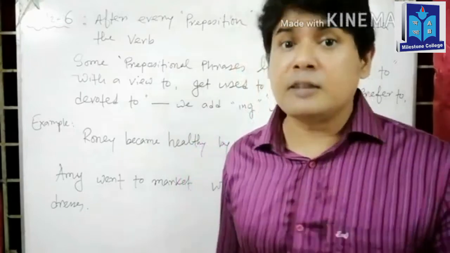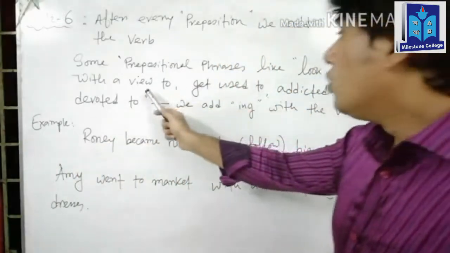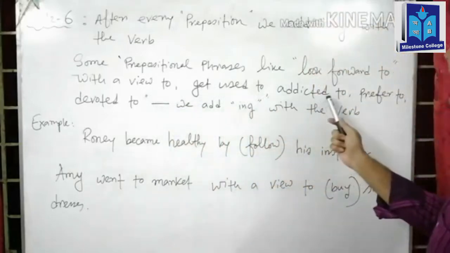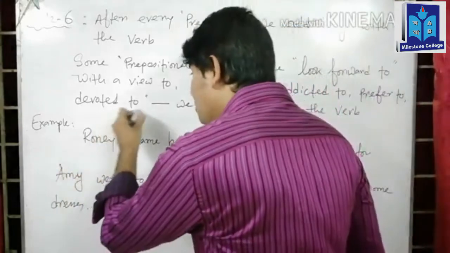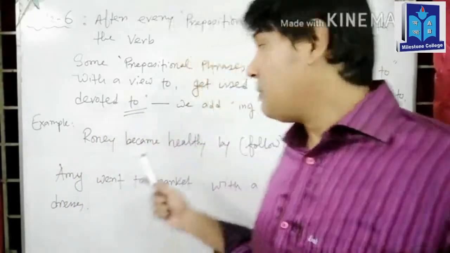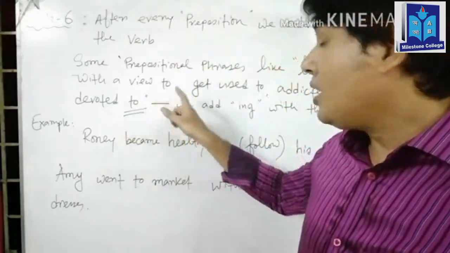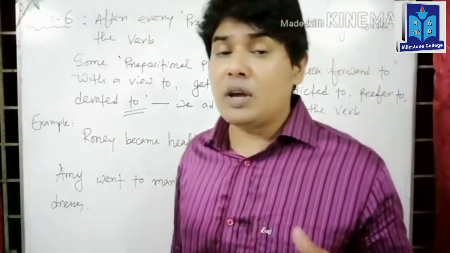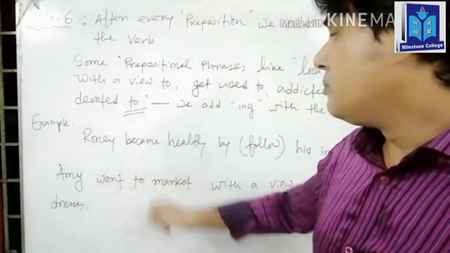But there are some prepositional phrases like look forward to, with a view to, get used to, addicted to, preferred to, devoted to. We have to remember that these are prepositional phrases. That means these two are prepositions, so you have to add ing after these phrases. We'll go for some examples.